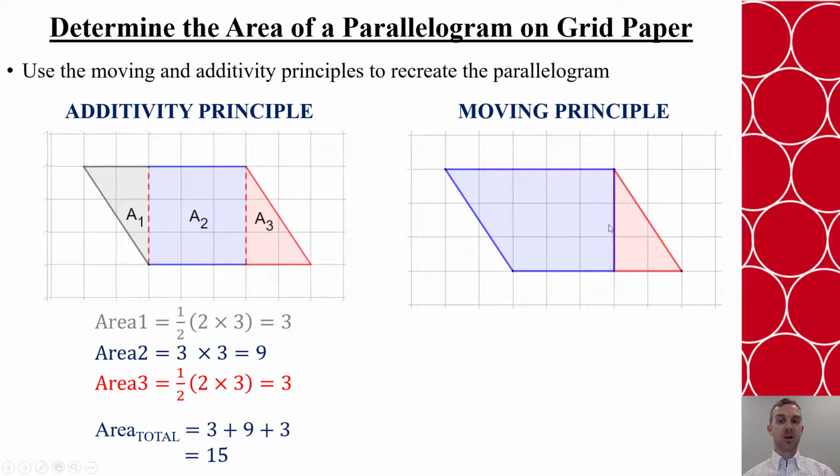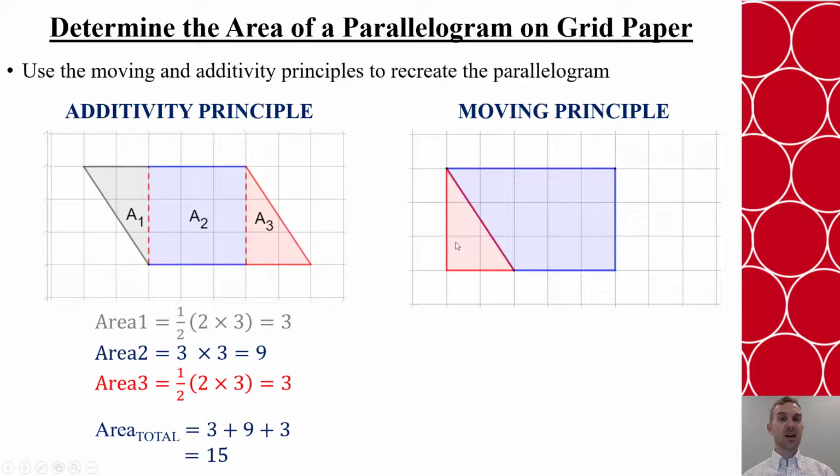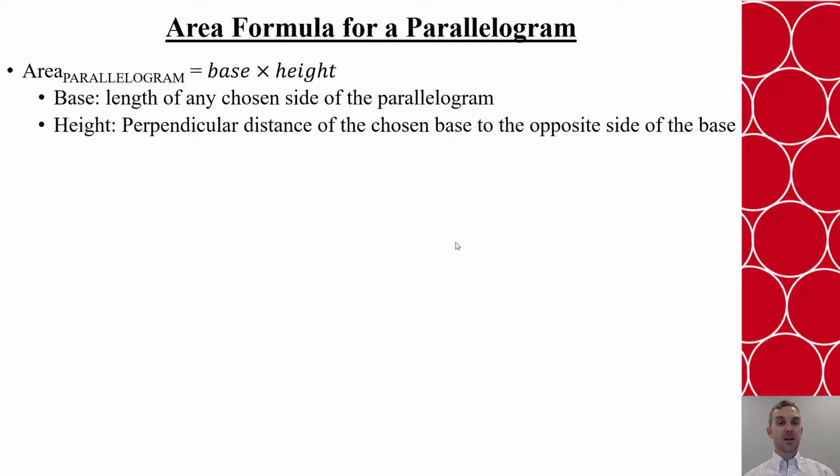Now if I use the moving principle, I'm going to take this right-hand side, draw a vertical line, cut that triangle off, and move it to the other side. Now instead of a parallelogram, I've constructed a rectangle. I didn't stretch it, so I've maintained the moving principle. It's the same area. And now if I look at that rectangle, I would do the base times the height, which is 3 times 5, and get 15 square units. And that leads to the fact that the area of a parallelogram is base times height.